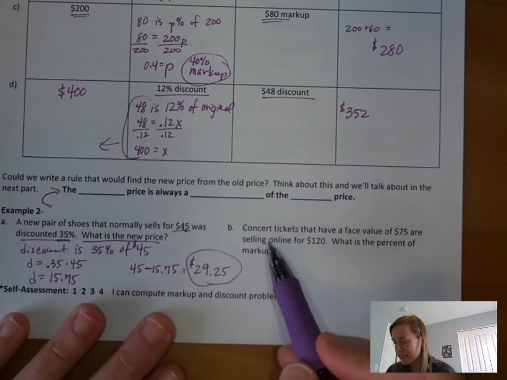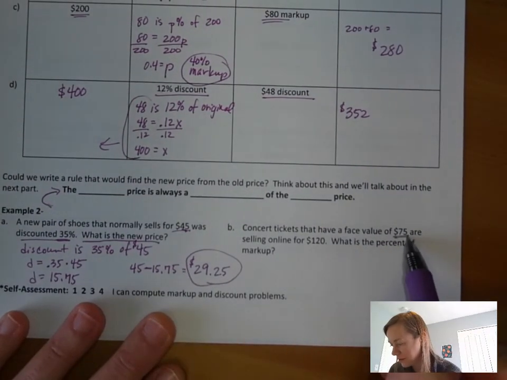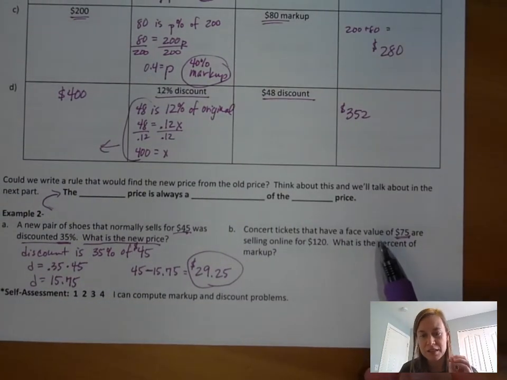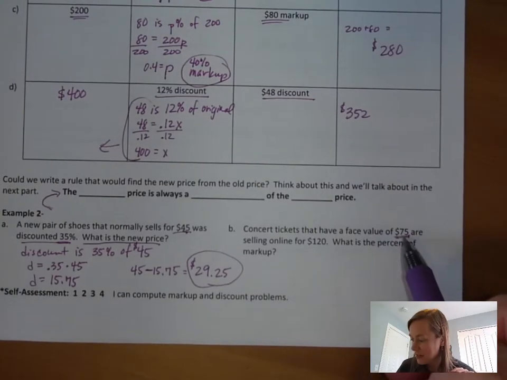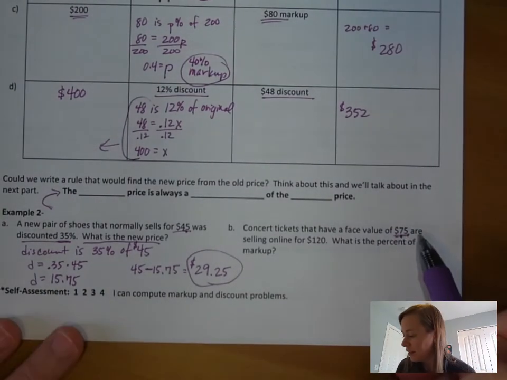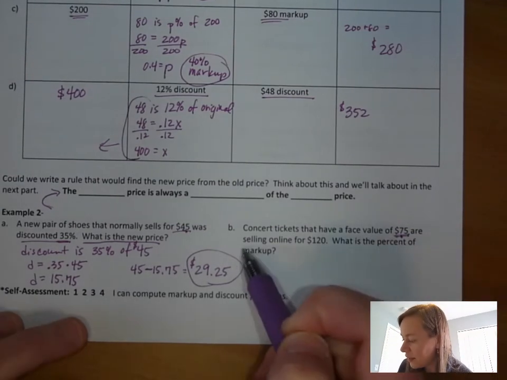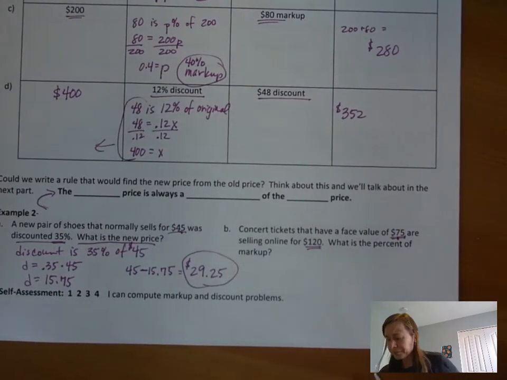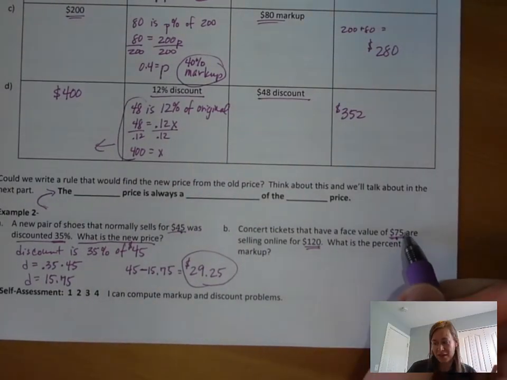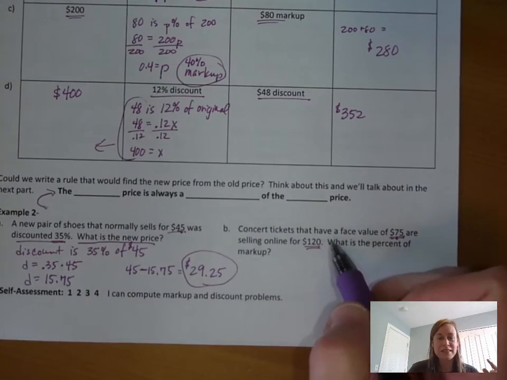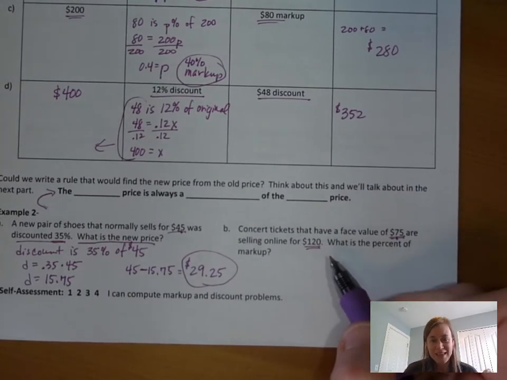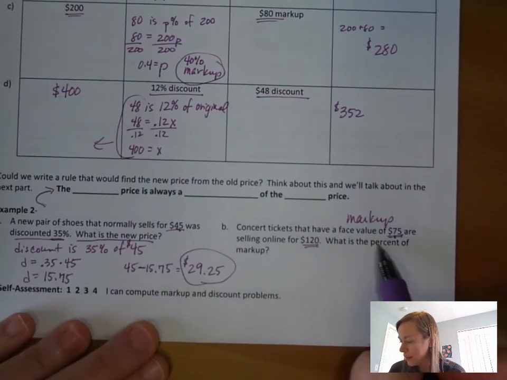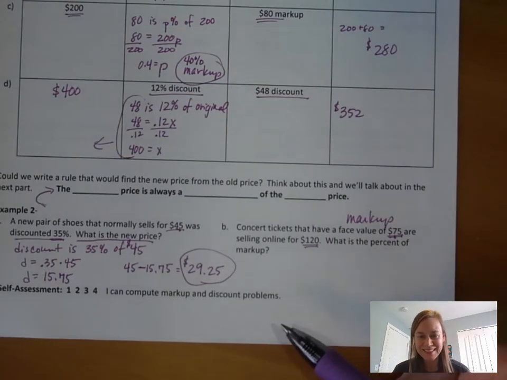Let's do one more problem. It says concert tickets that have a face value of $75. Okay, so it says a face value. That's like the cost that's printed on the front of the ticket. So this is your original price. Let's see. So those tickets are selling online for $120. Those must be some popular tickets, man. So the original price is $75, but they're selling for $120. Is that a discount or is it a markup? That is a markup. Yes, good. Okay, because the price is going up. What is the percent of the markup? Oh yeah, it tells us that.